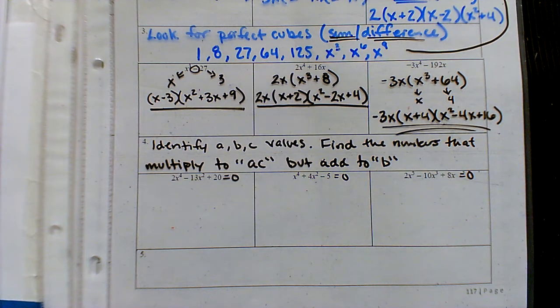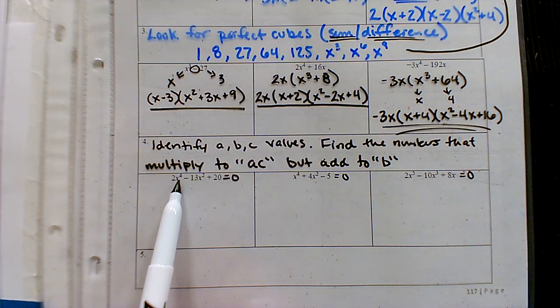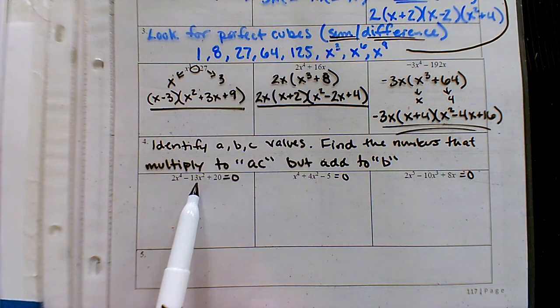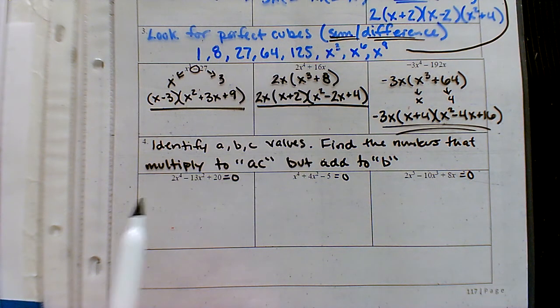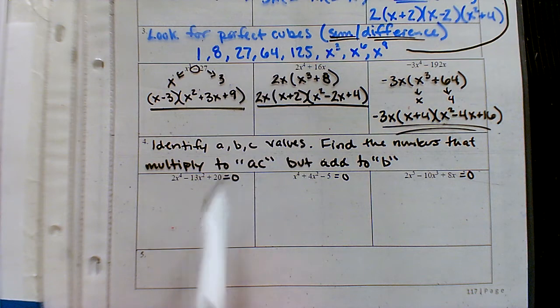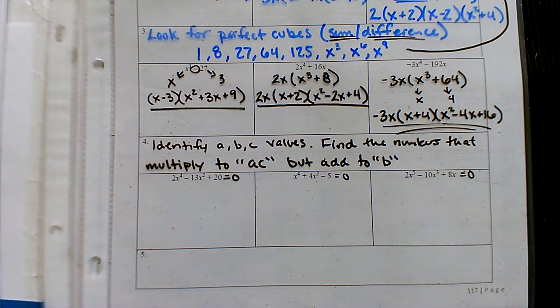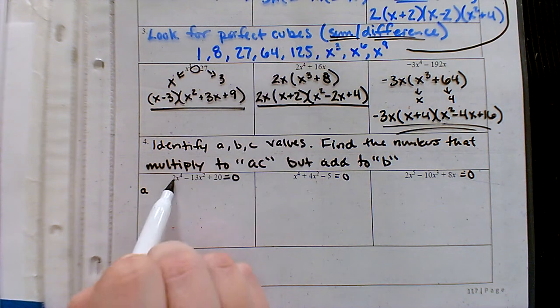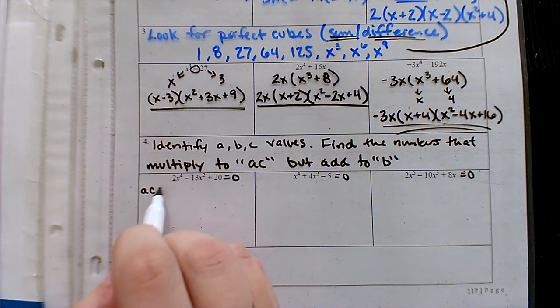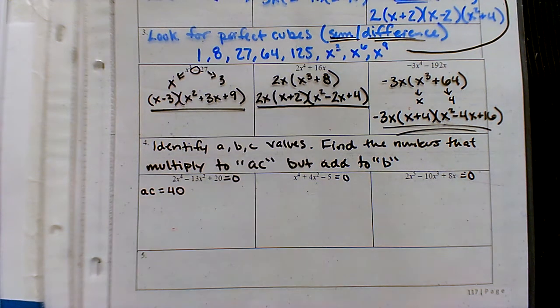All right. So what's kind of important about this one is that your polynomial is always written in what's called standard form, where your largest exponent comes first, and then the next largest exponent comes next, and so on. It kind of goes in progression. Because if these were all jumbled, the A, B, and C values would show up in different places. So writing it in standard form might not be a bad idea to initially start out with. So it looks like our A value is 2 and our C value is 20. So we've got to multiply together to get 40.